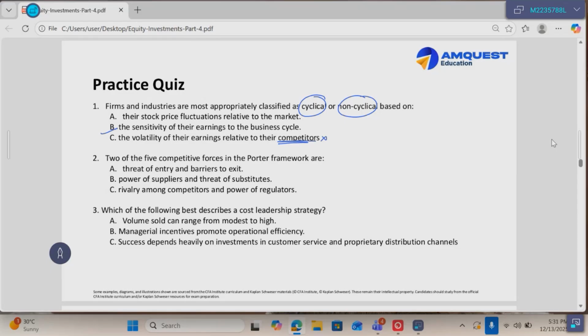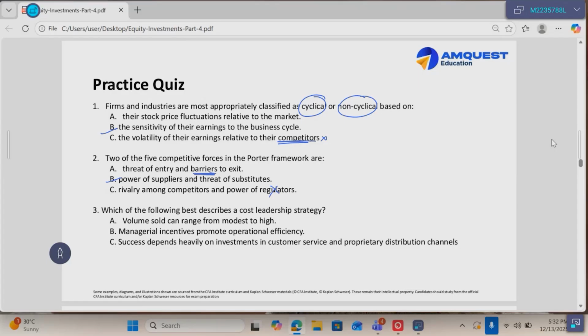Two of the five competitive forces in Porter's framework are threat of entry, barriers to exit. It's not barriers to exit, it's actually ease of exit. We have power of suppliers, threat of substitutes. Yeah, this looks correct. We have rivalry among competitors. Yes. Power of regulators, we don't have this option at all. So here also the answer is B.